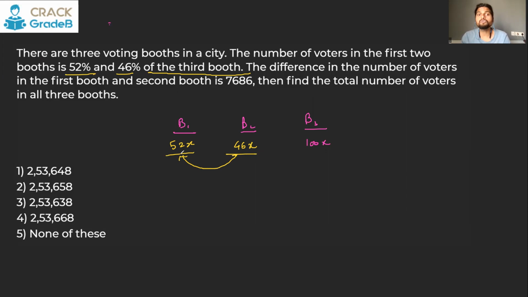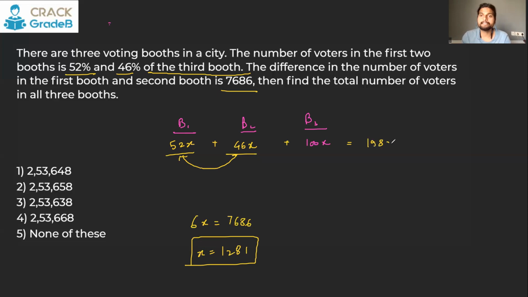The difference in the number of voters of the first and second, the difference between these two. What is the difference between these two? 52 and 46. The difference is 6x. That difference is given as 7686. That makes x equal to 1281. They are asking to find the total number of voters in all three booths. So total number of voters in all three booths will be 100 plus 52 plus 46. That is 198x. So you just have to put x here to get the answer.